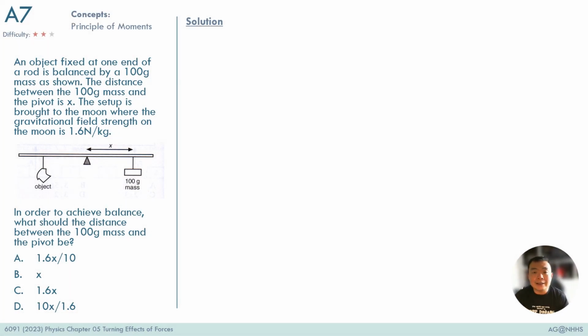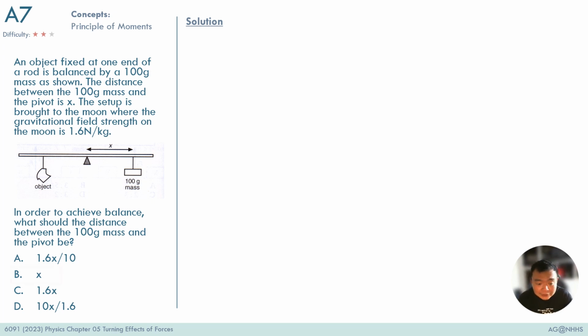This is yet another variant of a question on principle of moments, and you are not given any numbers per se, but you are supposed to solve this using an unknown x. So the question is that you have this setup and it is balanced, and when you bring this setup to a moon with a different gravitational field strength, how will the distance x change when the whole setup is balanced?